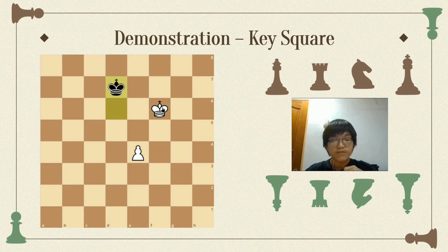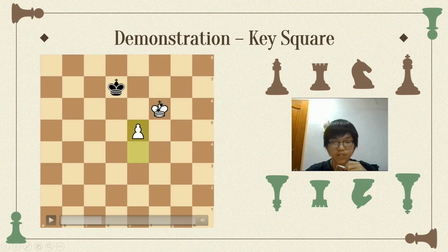Next, we need to move this white pawn to the front first, because if we move this white king to the front, this white pawn is not in the key square of the white king, and the black king is able to attack the white pawn. So we need to move the white pawn first and make sure the white pawn is in the key square of the white king.